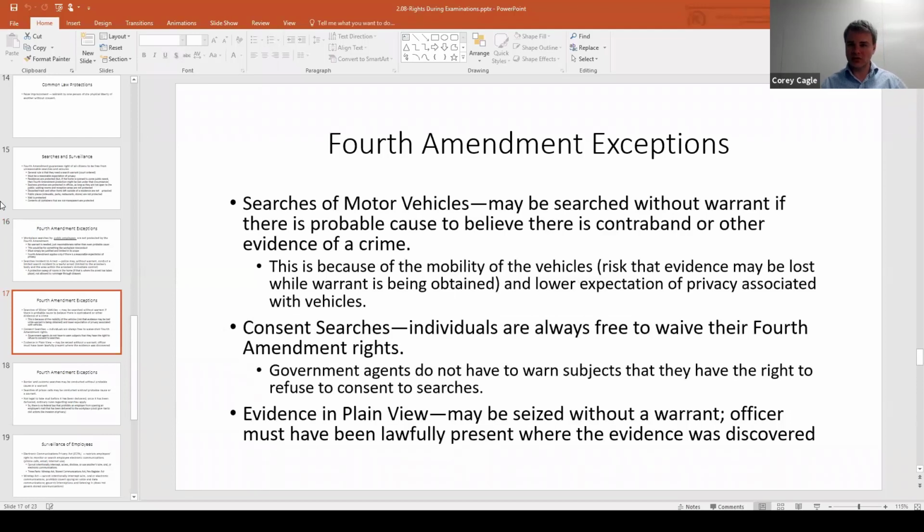Motor vehicles are a little bit of a different deal. You can search those without a warrant if there's probable cause to believe something's there, because there's a higher risk of that stuff disappearing, right? Vehicles can move.